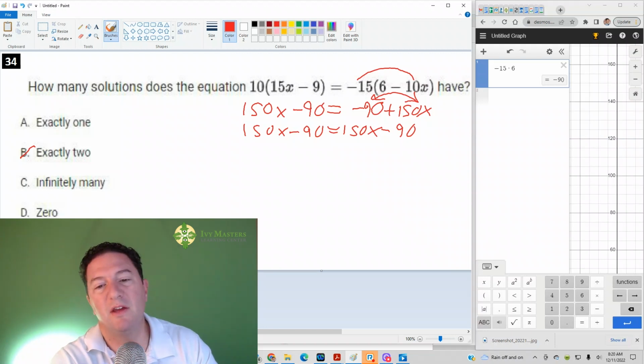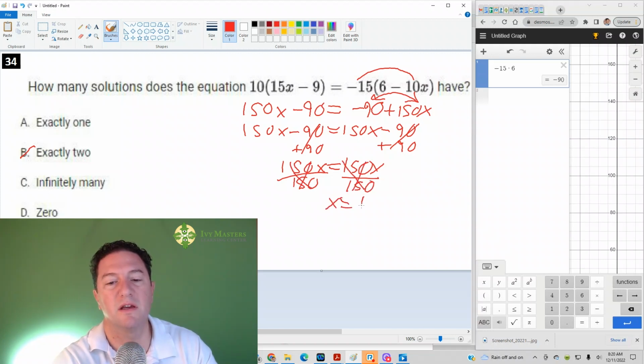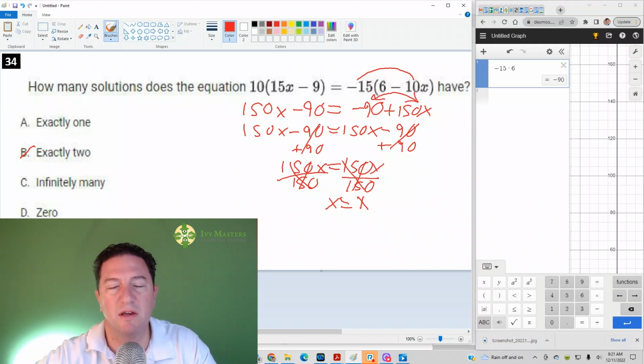So anyway, if you did work this out completely, you'd add 90 to both sides and those would cancel. You'd have 150x equals 150x. And if you divide both sides by 150, these would cancel, these would cancel. You'd have x equals x. That's the type of solution you're going to get when there's infinitely many solutions. Let's say like x equals x or 4 equals 4 or something like that.